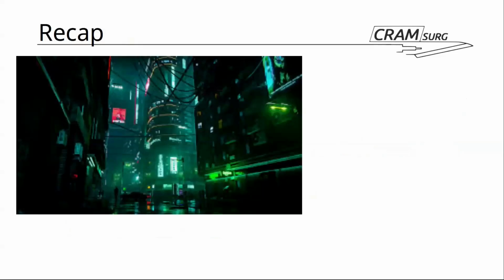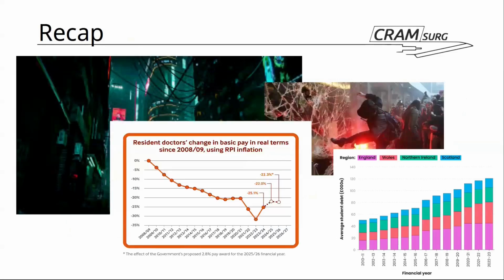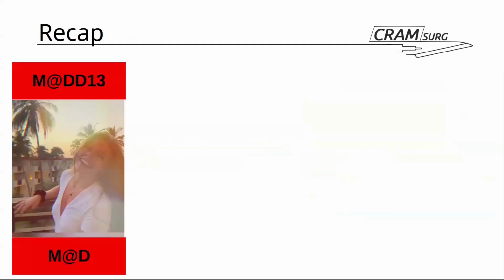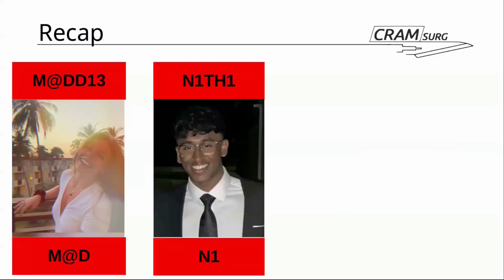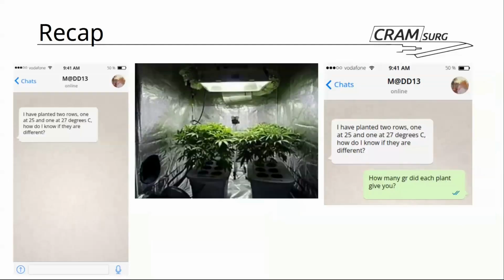So let's go back to our dystopic future where students are running riots because the cost of studying has increased exponentially, and residents, doctors, are underpaid and undervalued. So as we said last time, in this fictional world, we have two characters. One we'll call Matt and the other one we'll call N1, and they've started a lovely cannabis business to make up for their student debt and survive through their weekly shopping. So let's recap very quickly.